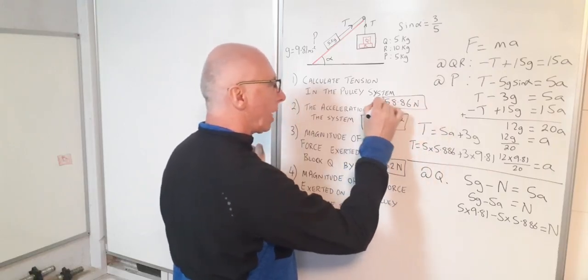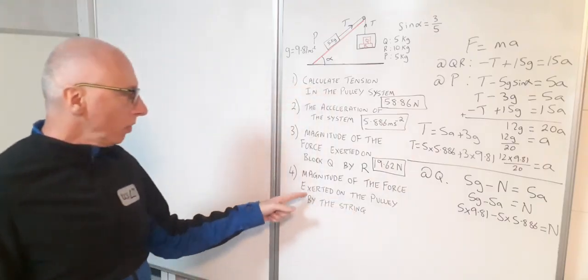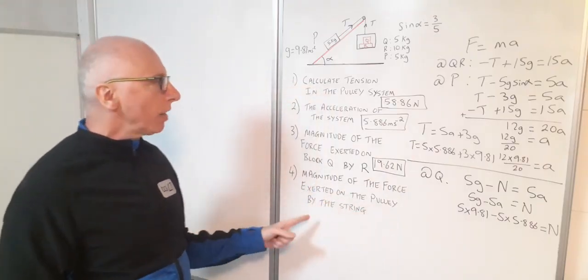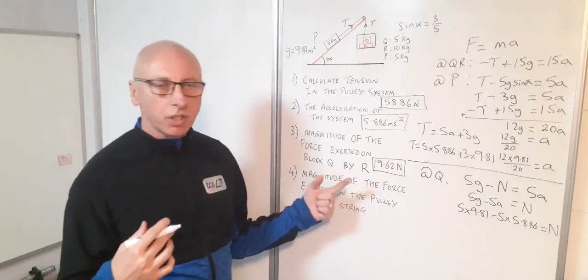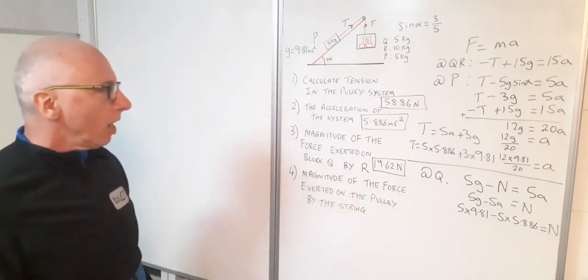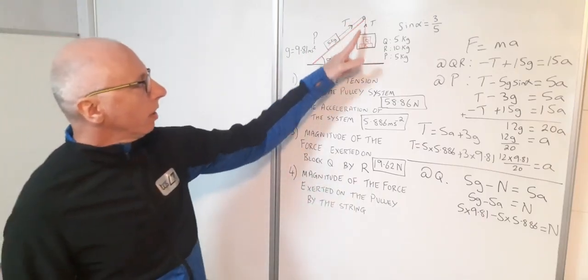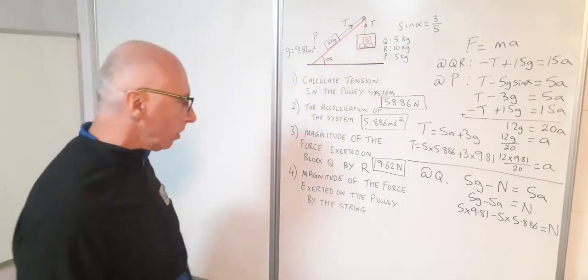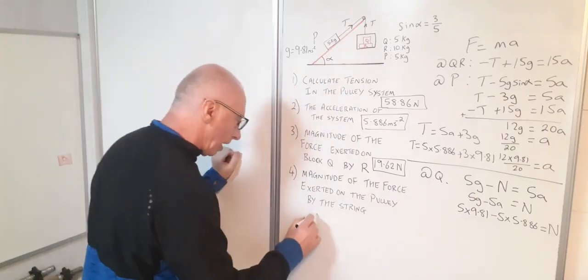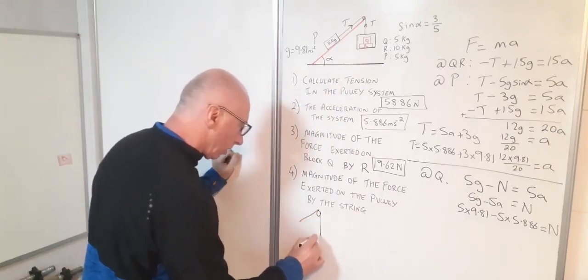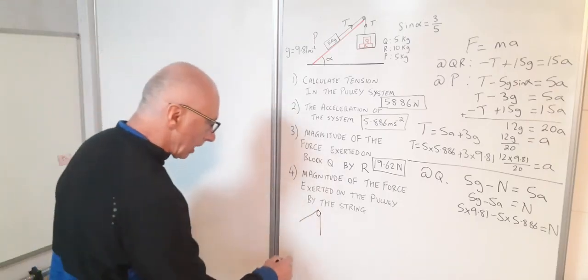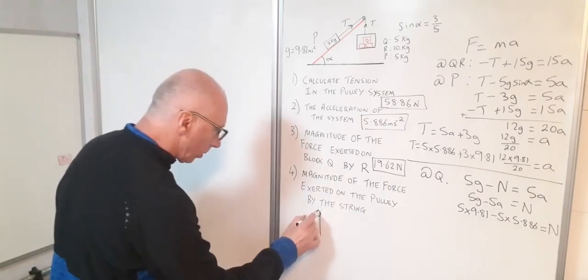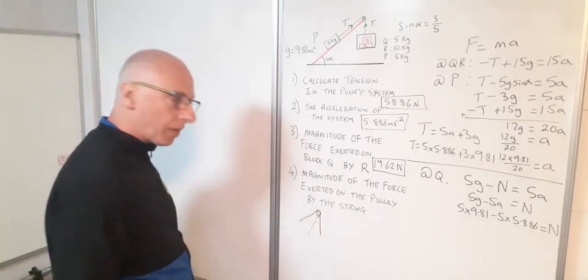And now we come to the last one. This time we want the magnitude of the forces exerted on the pulley by the strings. So this is not the tension in the strings, this is the force exerted on the pulley by the strings. So here we've got the tension in the strings going at an angle. So if I just draw a small diagram here, that's my pulley system, that's my strings. What I need to do is resolve my forces exactly down the centre. So I need to sort of bisect the whole thing.